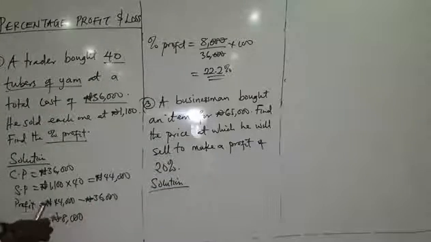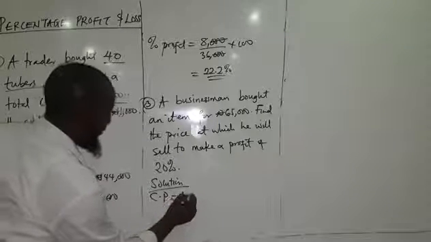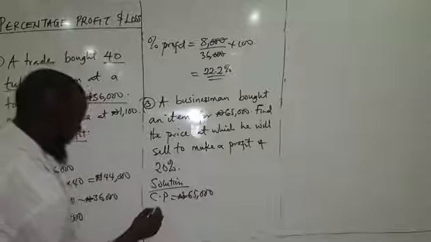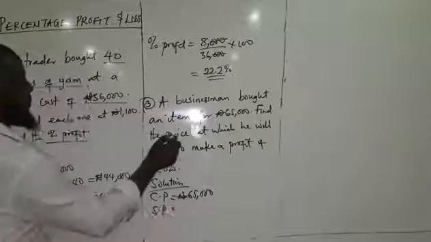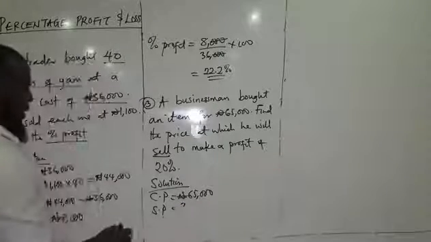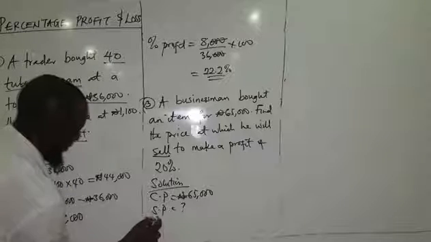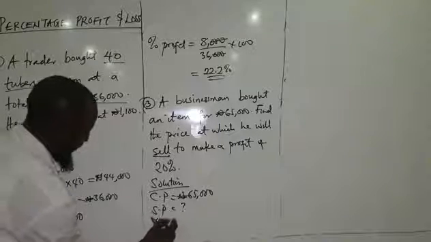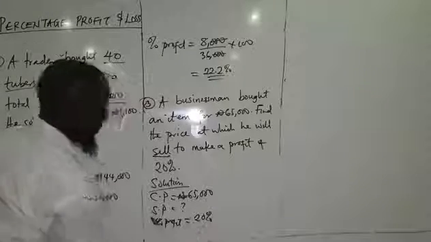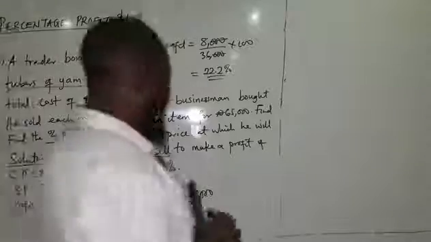So the first thing, let's analyze. The cost price is given to be 65,000 naira. Then the selling price is what we are looking for, the price at which we sell. So the selling price, we don't know it. And the percentage profit is given, which is 20%. How about making sense? So how do we now solve this? We are looking for the selling price.